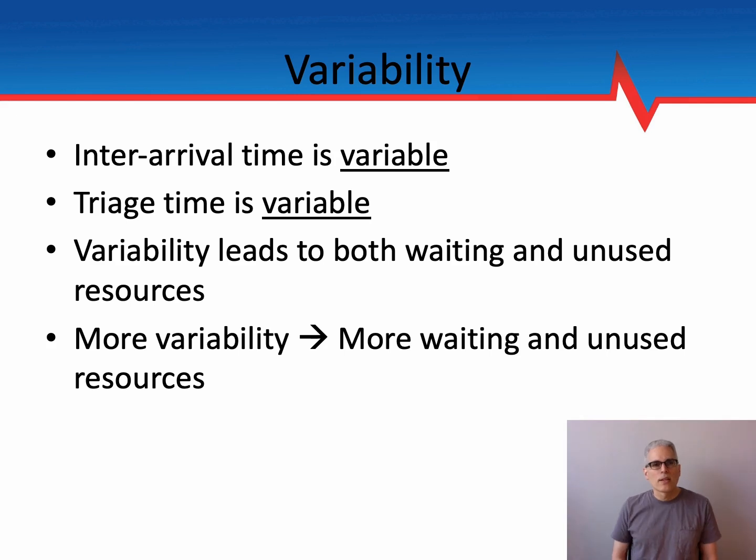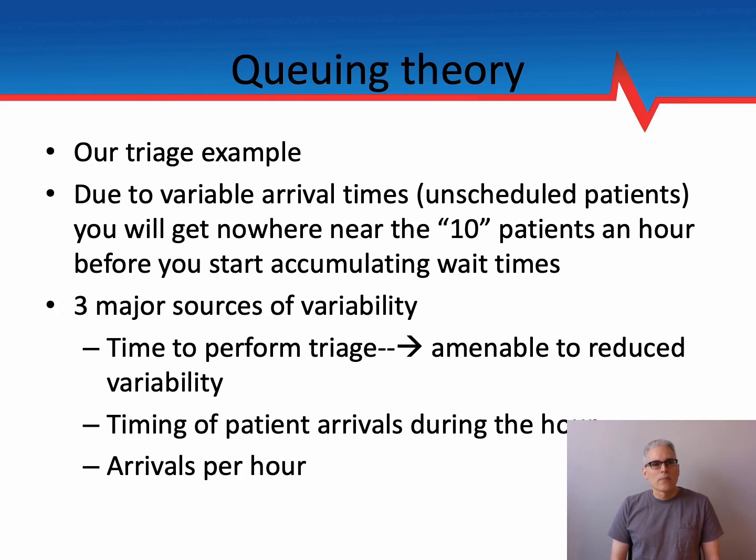So this is not true because inter-arrival time is variable, triage time is variable, and variability will lead to both waiting and unused resources. The more variability you have, the more waiting you will have, and more unused resources you will have. So in our triage example, you will not get anywhere near those 10 patients an hour before you start accumulating wait times. There are 3 major sources of variability for this example.